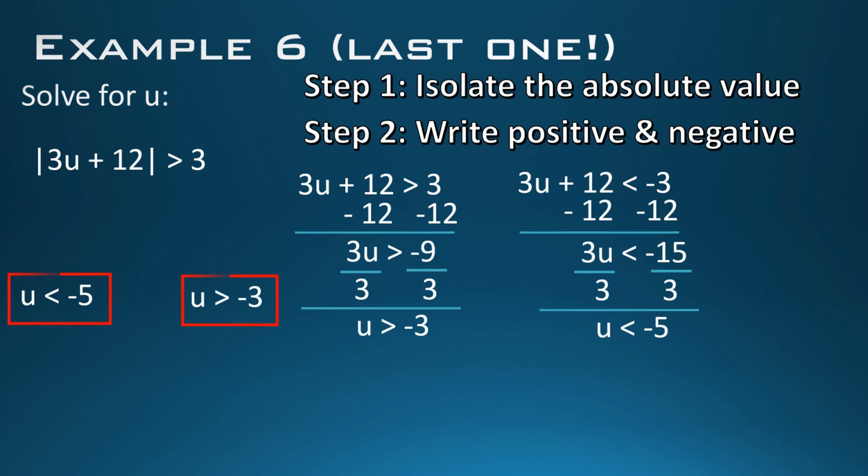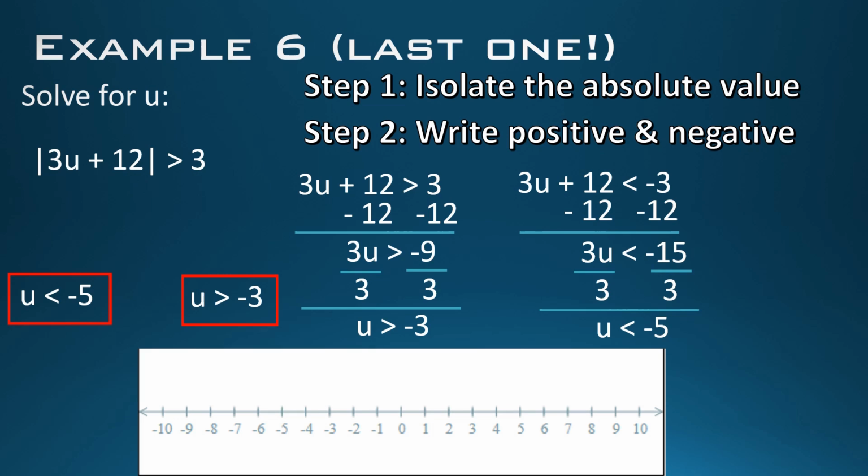So once again, we're going to put these in the right orientation. So we have the lower number to the left and the higher number to the right. Again, you can see that these arrows are pointing away. So we're going to graph them anyway. We have negative 5 and we have negative 3. Since these arrows are going opposite directions, this is an OR statement. So we're going to have a negative 5 arrow going to the left and negative 3 arrow going to the right.